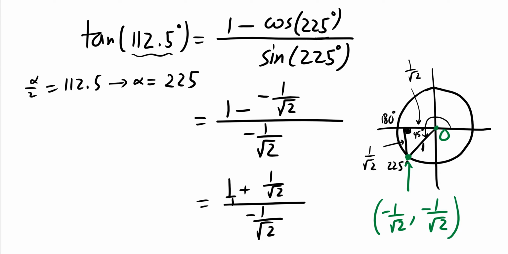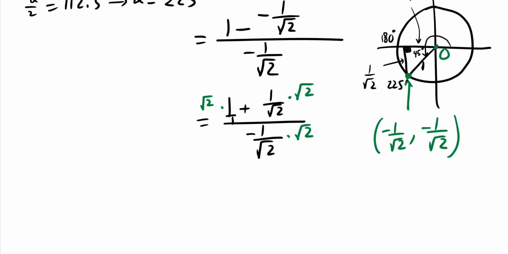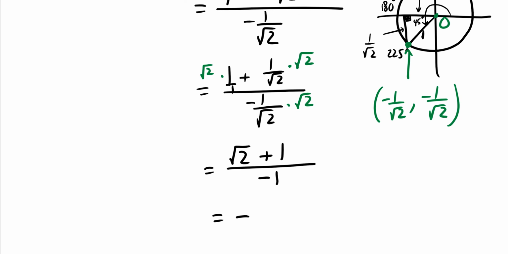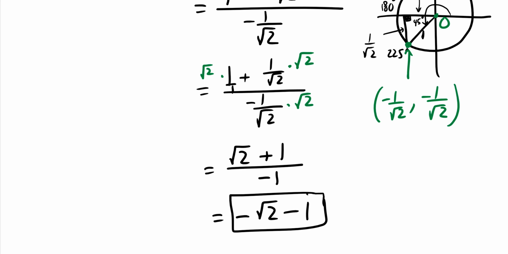So you can multiply the top and bottom of each fraction by the LCD, which is square root of 2. Let's see what that gives us. That gives us square root of 2 plus 1 over negative 1. So the answer is negative square root of 2 minus 1. That's the answer. We don't have to find any more values of this.